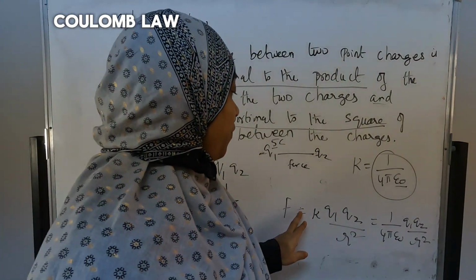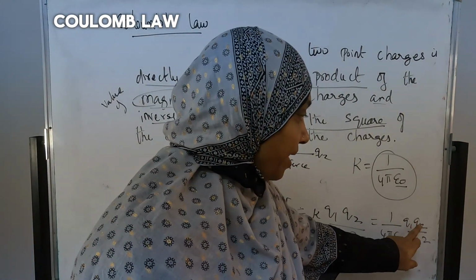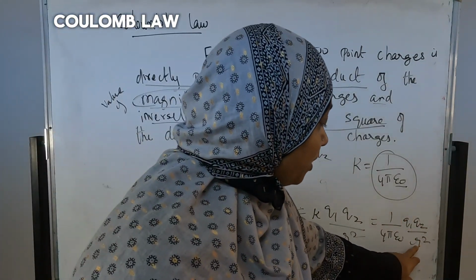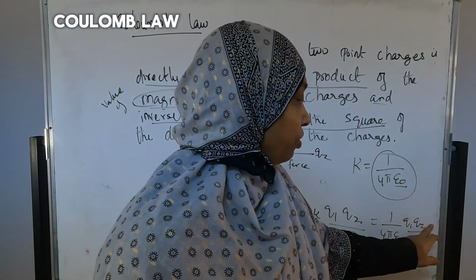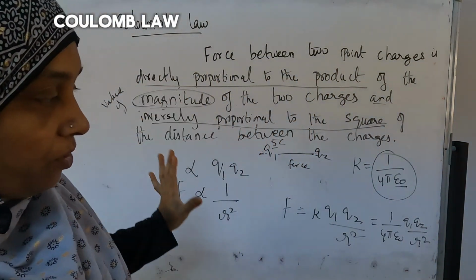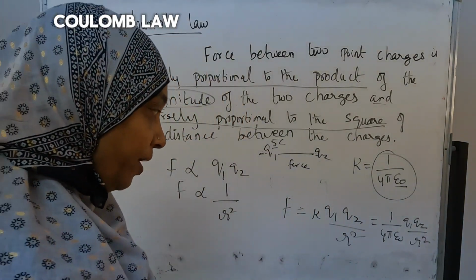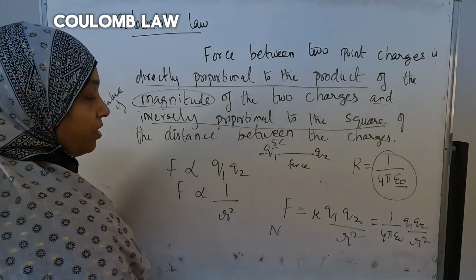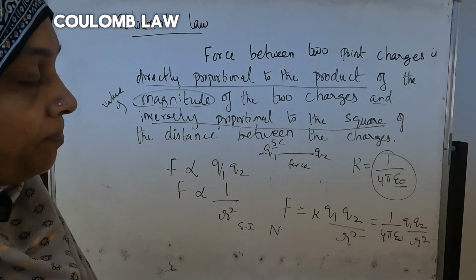It is telling that force is directly proportional to the product of the magnitudes of the two charges and inversely proportional to the square of the distance between the two charges. If they ask me, just write it like this. This is enough for us. With this, what is the SI unit of force? Newton only. Force SI unit is Newton, here also Newton only. How much is it coming there?